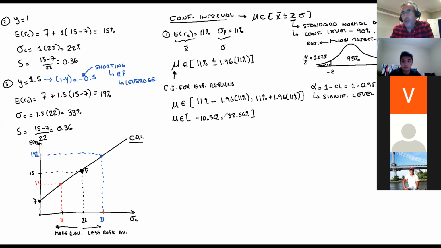What is the expected value? On average, what are you going to be making? 11%. But then you can lose up to 10% and you can make up to 32%. Got it? So this is where the concept of risk aversion comes in, guys. Some of you are going to feel, oh yeah, I'm okay here, but perhaps I'm not okay here.